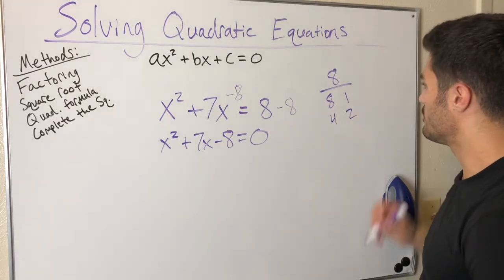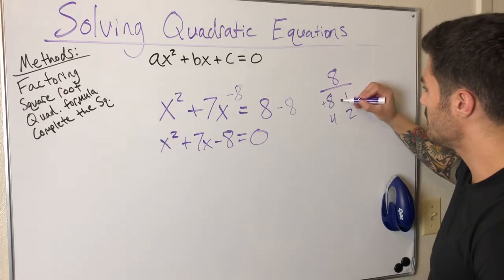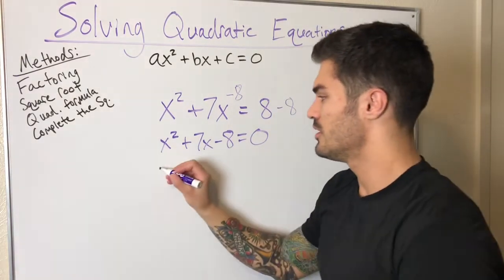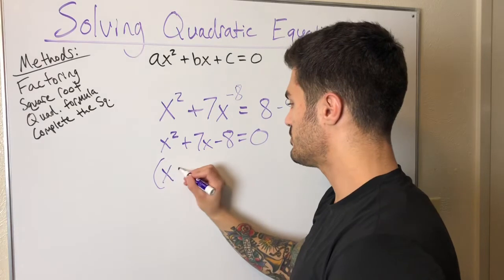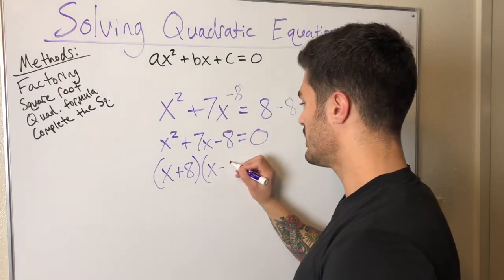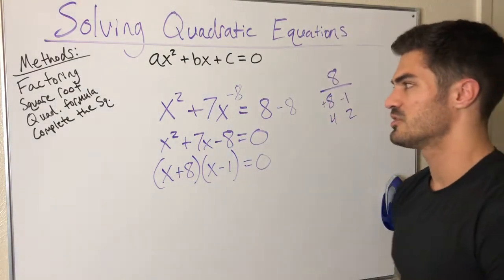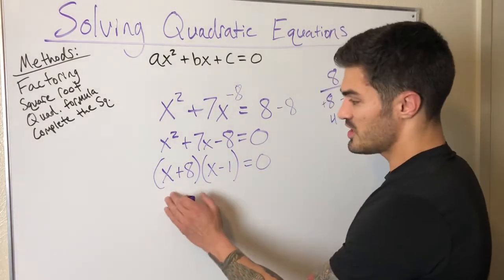So what do I have? 8 and 1 and 4 and 2. And I think it's going to end up being +8 minus 1. So what I'm left with in here is x plus 8, x minus 1. And again, if you're any bit confused on how I got these, go check out my videos on factoring trinomials.